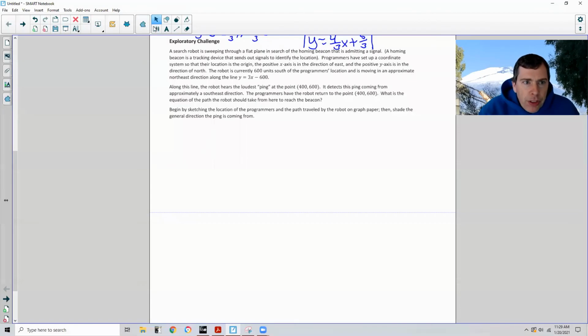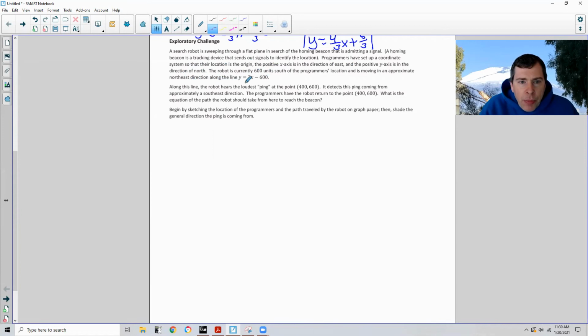Okay, now we have an exploratory challenge. A search robot is sweeping through a flat plane in search of the homing beacon that is emitting a signal. A homing beacon is a tracking device that sends out signals to identify a location. Programmers have set up a coordinate system so that their location is the origin. The positive x-axis is the direction to the east. The positive y-axis is the direction of north. The robot is currently 600 units south of the programmer's location and is moving in an approximate northeast direction along the line y = 3x - 600.